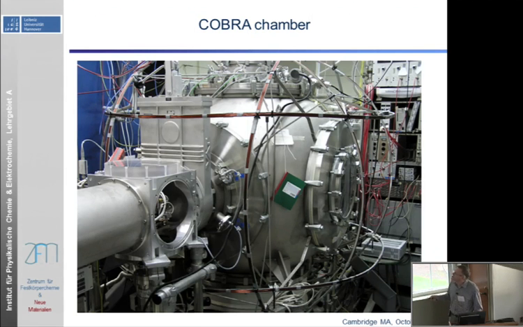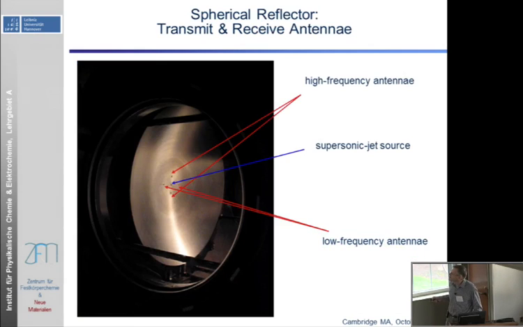This is our machine, a big chamber here. You see Helmholtz coils here, so we can also look at radical species without having to worry too much about the Earth's magnetic field.